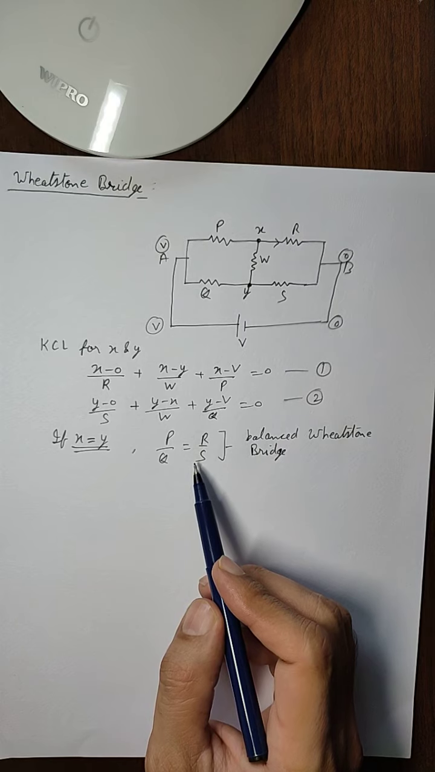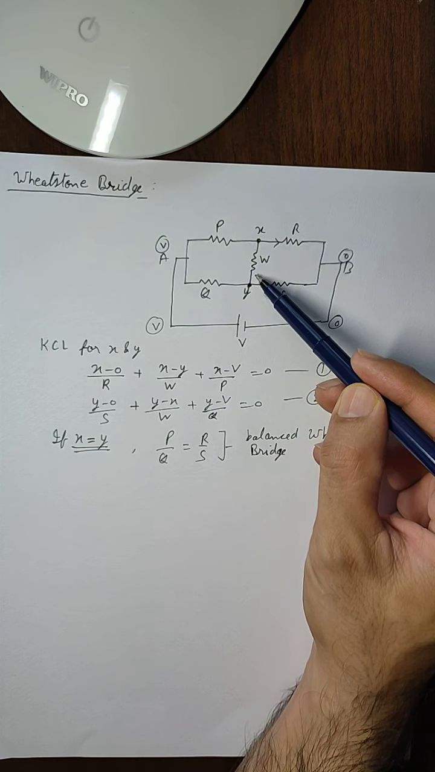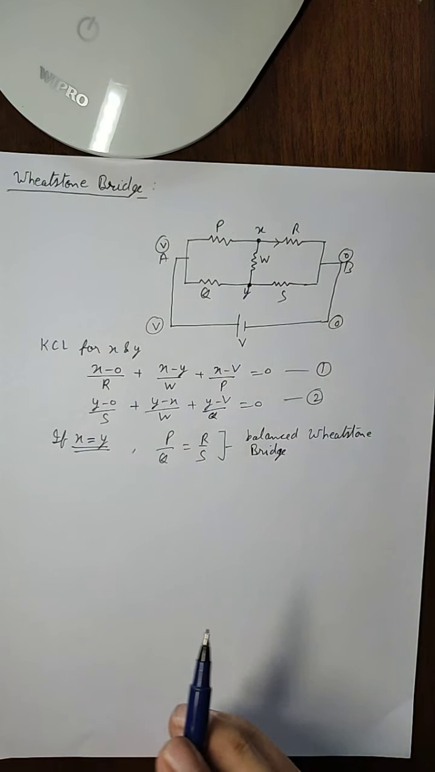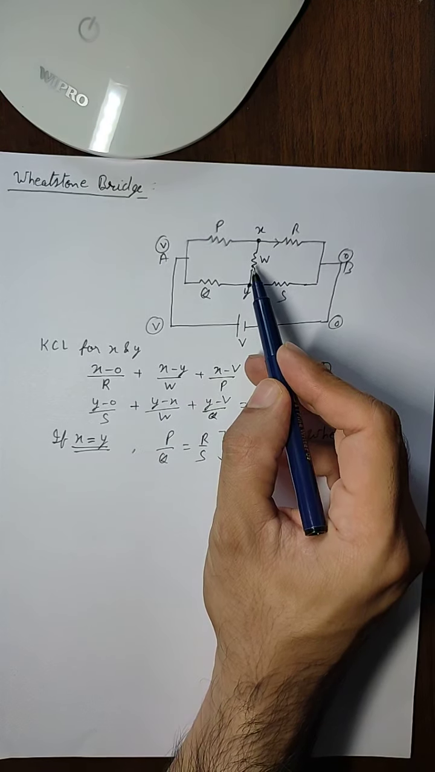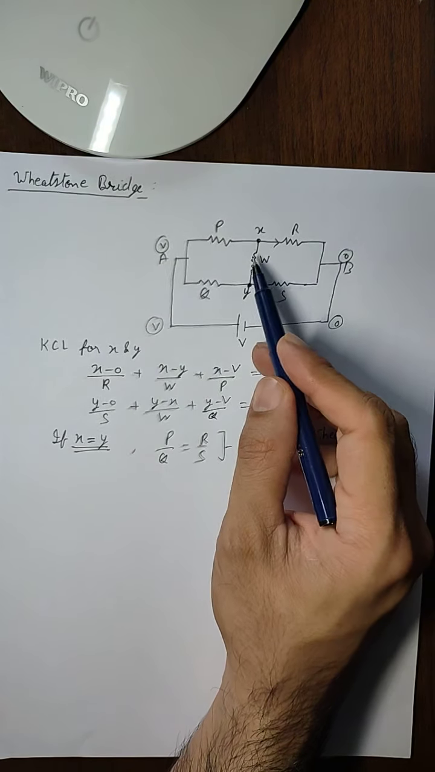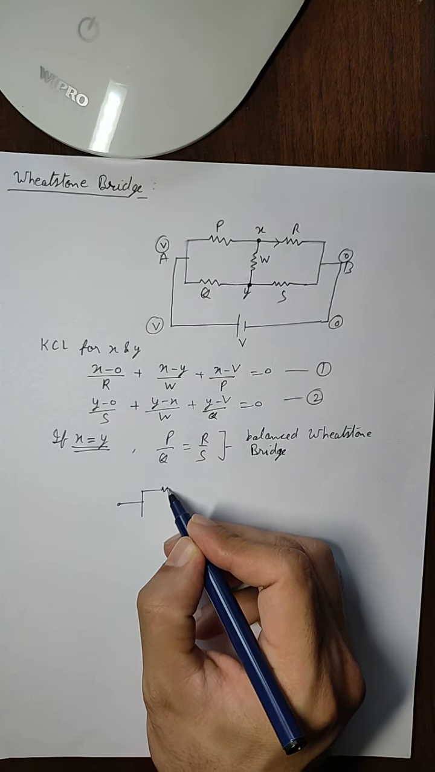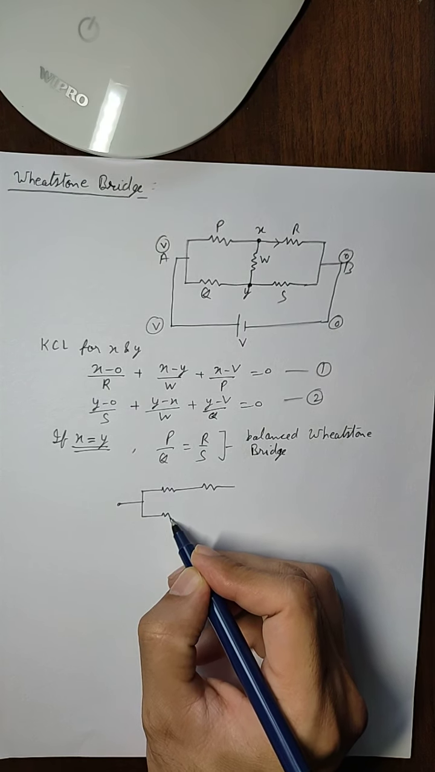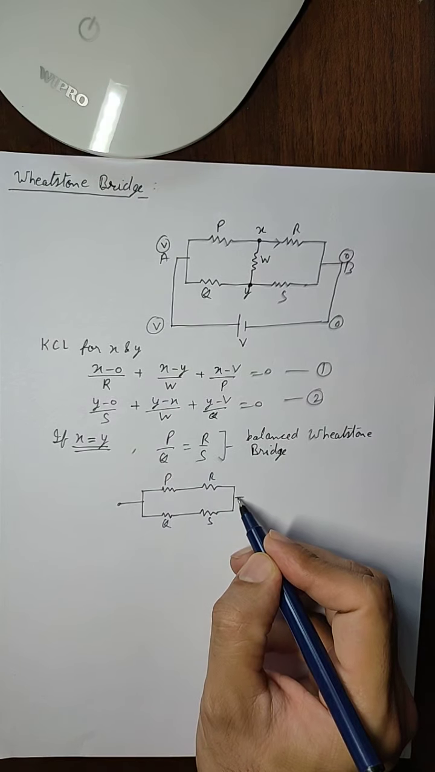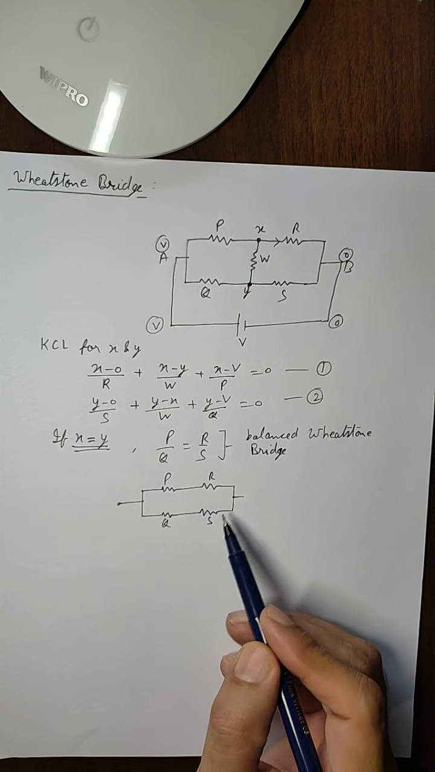Because this condition was achieved when X was equal to Y, that is there is no potential difference across this resistor, that means there will be no current flowing through this W resistor. So in this condition, when there is no current flowing through this branch, we can very well remove this branch and it is not going to affect the circuit. So the new circuit after removal of this branch will look like this.